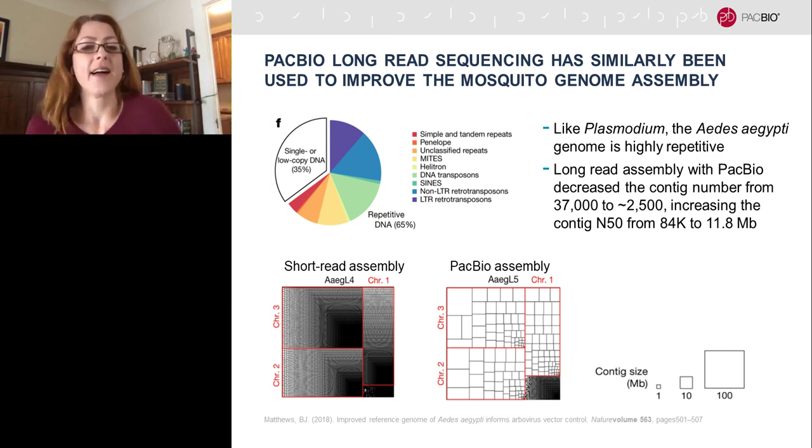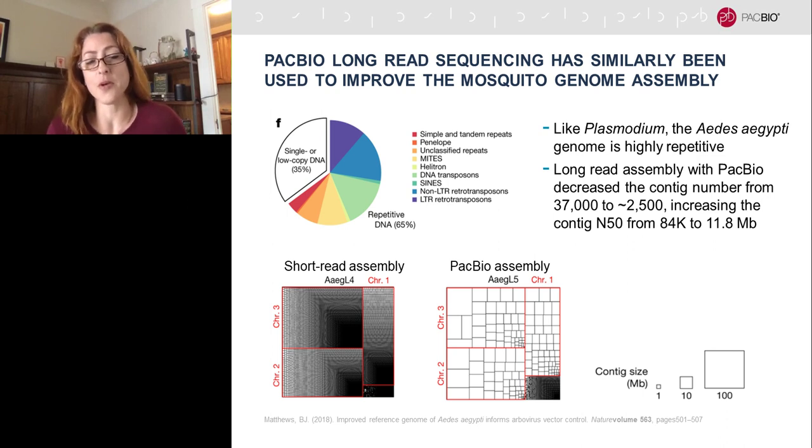So, of course, malaria cannot infect people on its own. It needs the help of the mosquito. And interestingly, there's also some recent improvements in the mosquito genome assembly using PacBio. So similar to Plasmodium, the Aedes aegypti genome is highly repetitive.